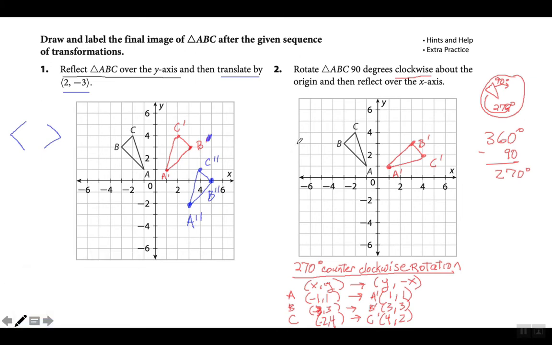So to reflect over the x-axis, A prime is 1 unit above the x-axis, so I'm gonna put A double prime 1 unit below. B prime is 3 units above, so I'm gonna put it 3 units below. And C prime is 2 units above, so I'm going to put it 2 units below. And that's it, I'm done. All right, there's my answer.